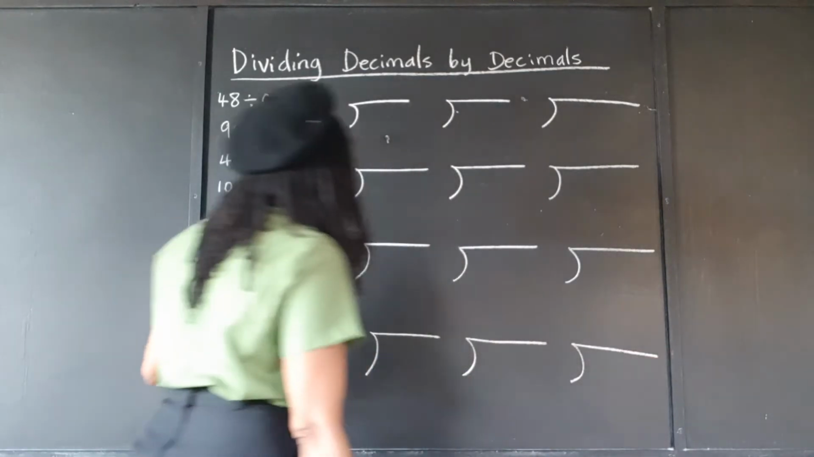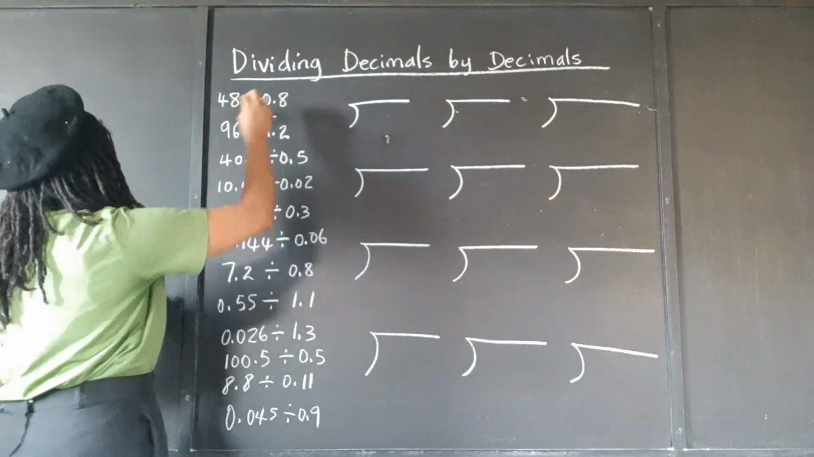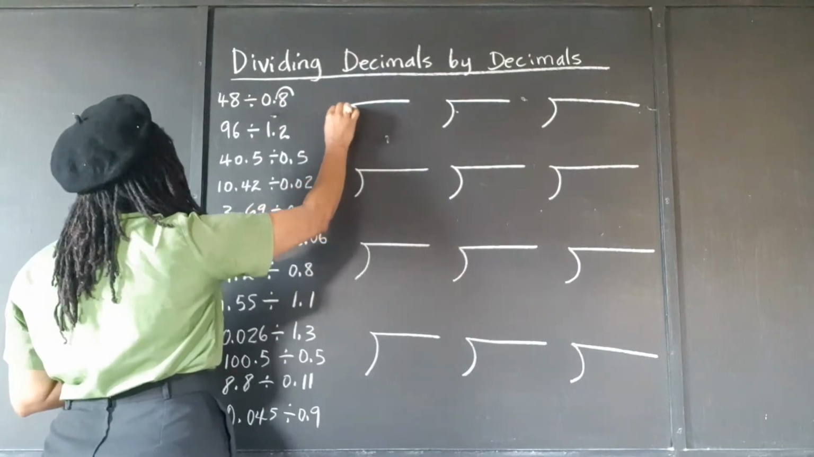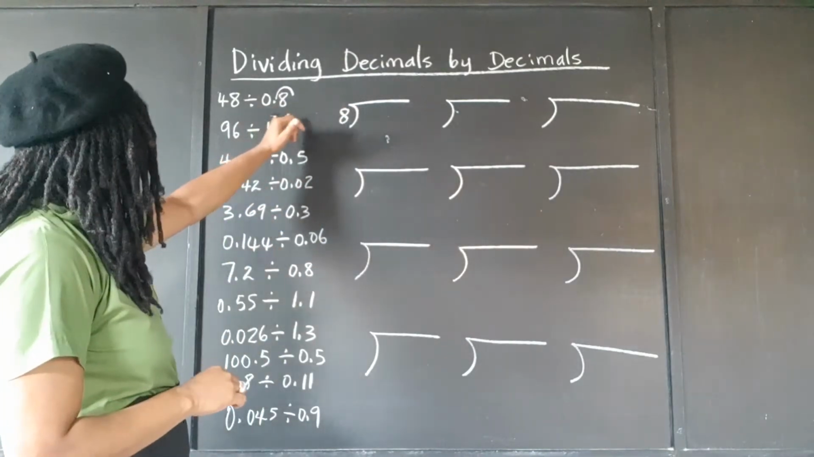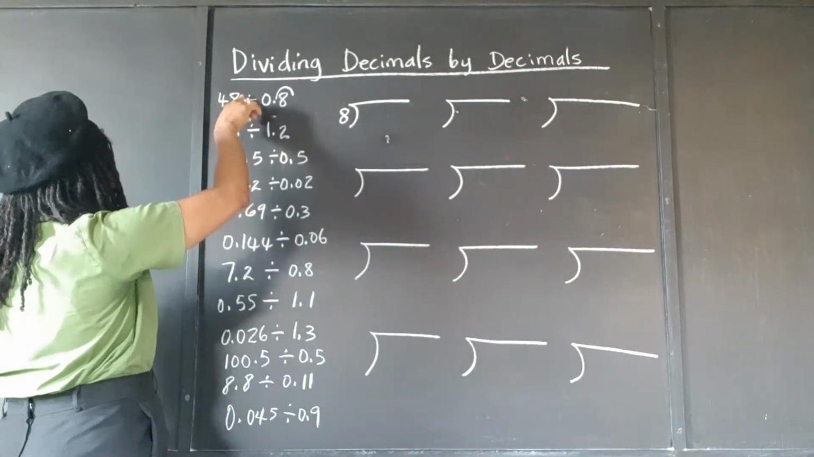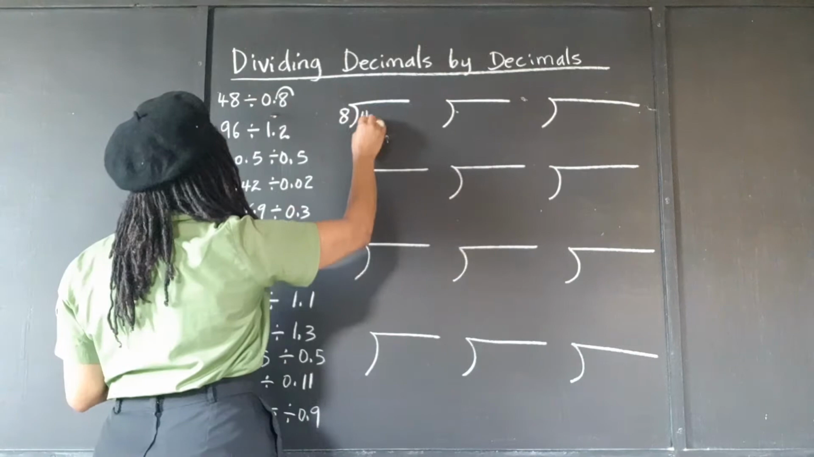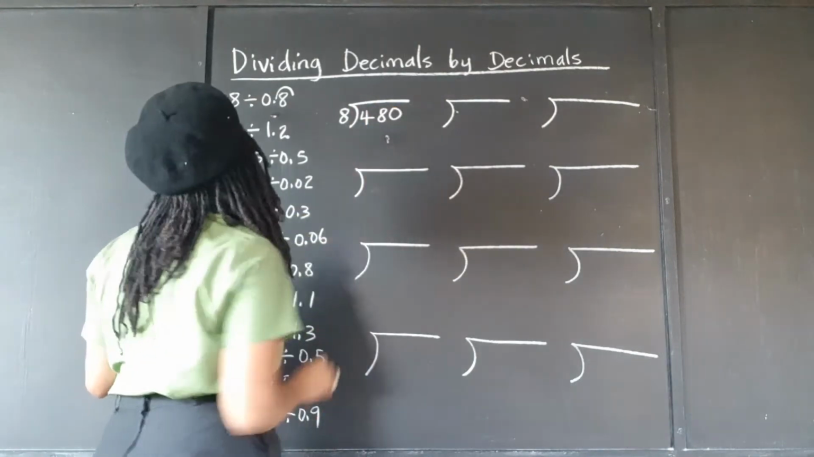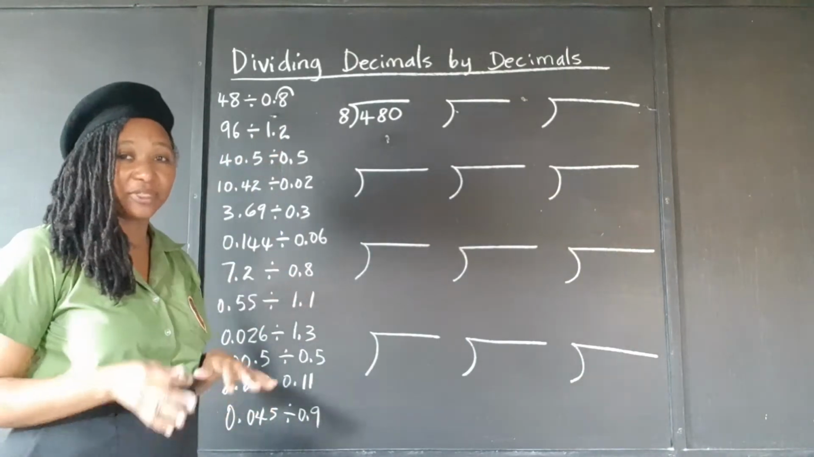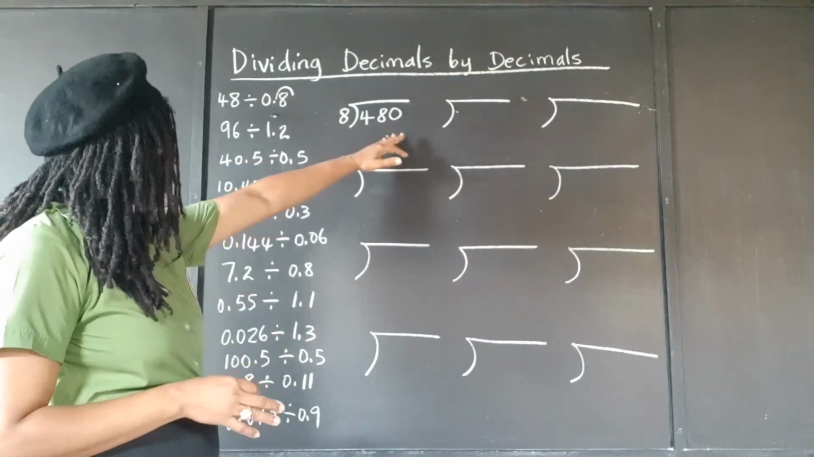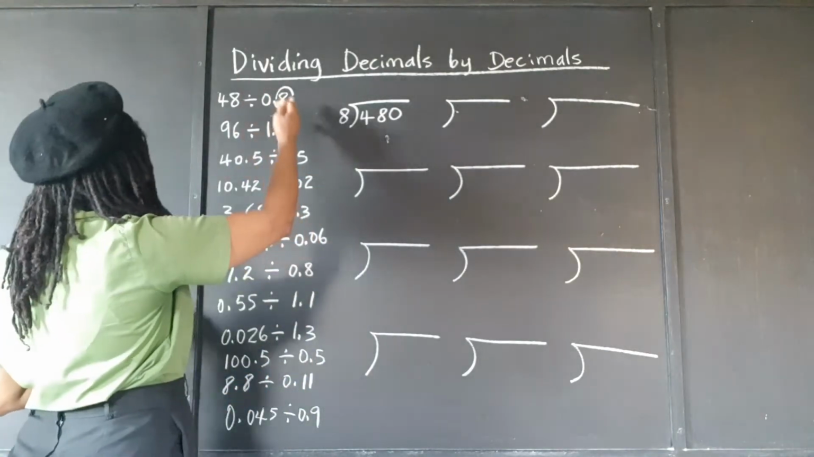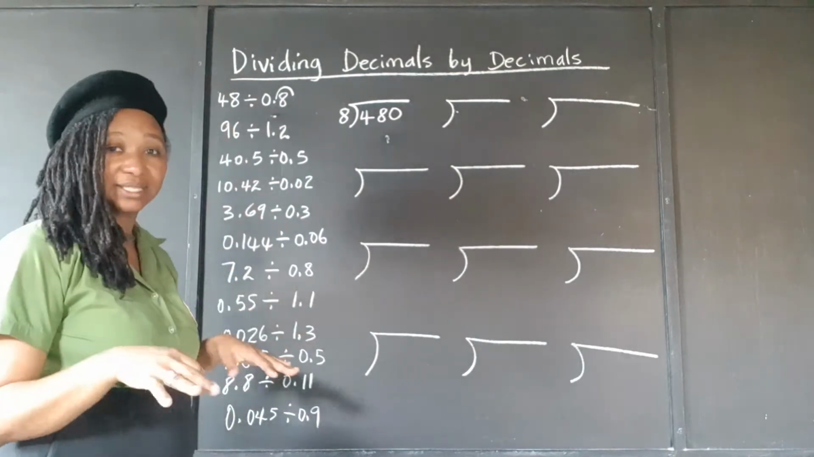Alright, so we are showing that we're multiplying the 0.8 by 10. We're moving one place to the right, and it becomes 8. We're multiplying the 48 by 10, and so we will add a 0 to that. See? So 48 divided by 0.8 is the same thing as saying 480 divided by 8. Because whatever we did to one side, we did to the other, we have balanced it out.